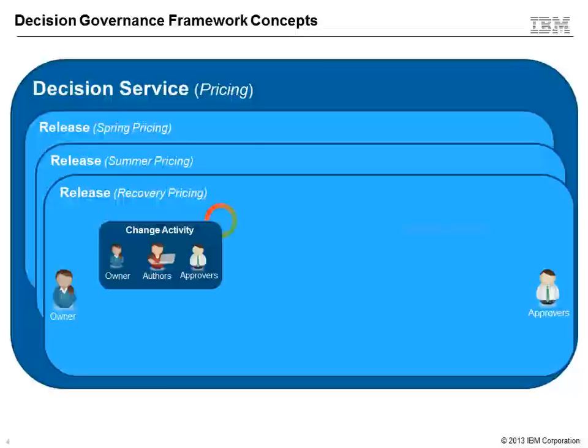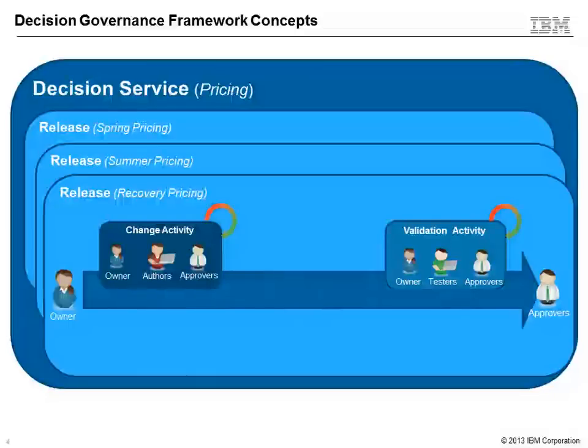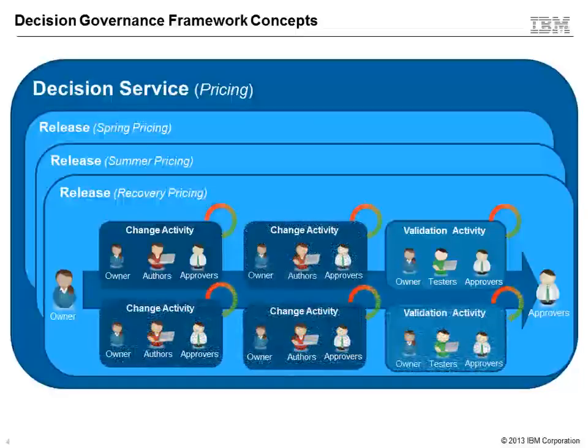Release validation is performed in validation activities. Similar to before, validation activities have an owner and approvers, and this time they have testers in charge of performing validation tasks. Validation activities also have their own approval cycles. A release cycle may involve several activities and will be completed when all activities are approved.